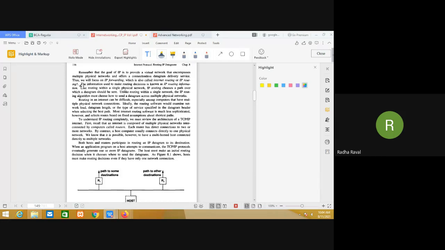What is the information used for routing called? Routing information. And like routing within a single physical network, IP routing chooses a path over which a datagram should be sent. The choice of the path over which you have to send the datagram is called routing.